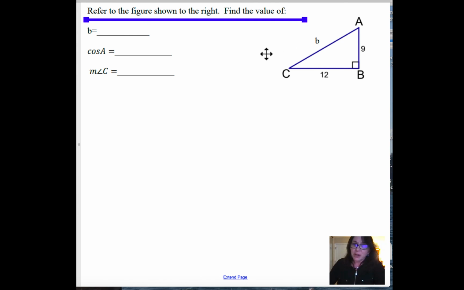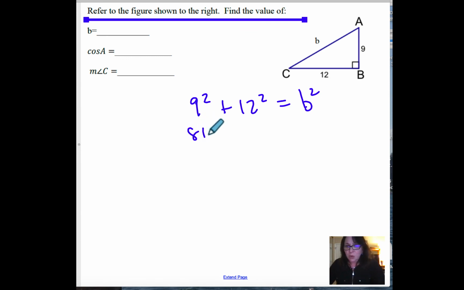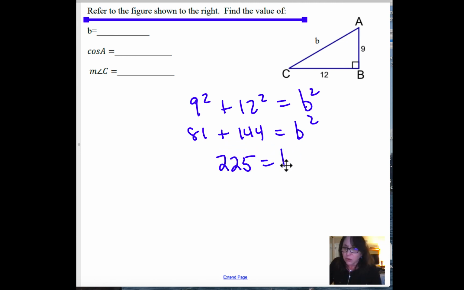For this problem here, it is asking me to find all the values here. So to find b, what I would do, first of all, is use the Pythagorean Theorem. So I'm going to say 9 squared plus 12 squared is equal to b squared. So we have 81 plus 144 is equal to b squared. So 144 plus 81 equals 225. So we have 225 is equal to b squared. And then to find b by itself, I'm going to take the square root of 225.